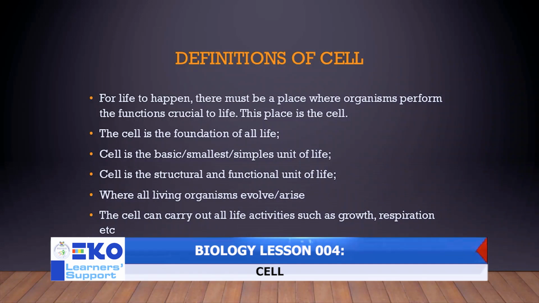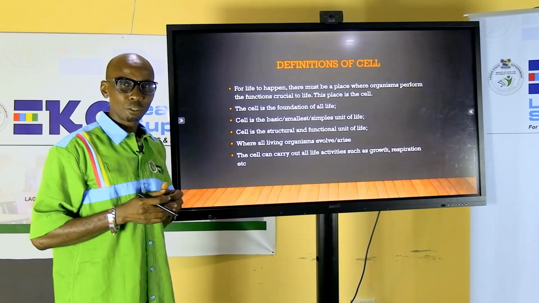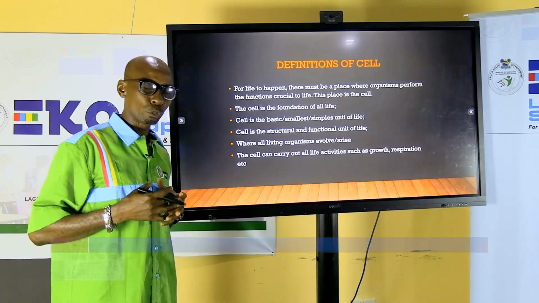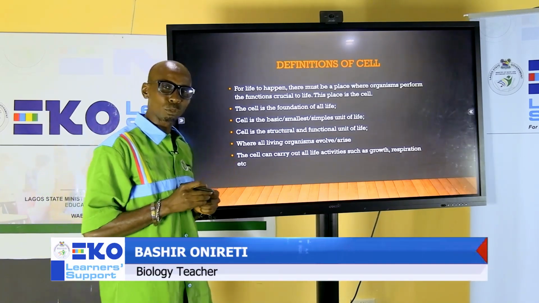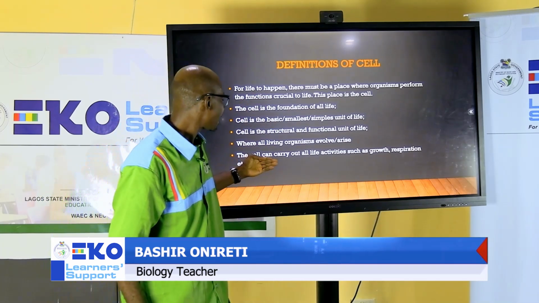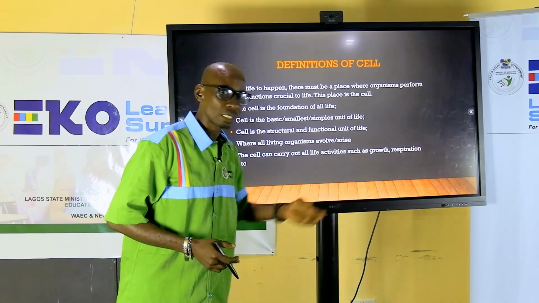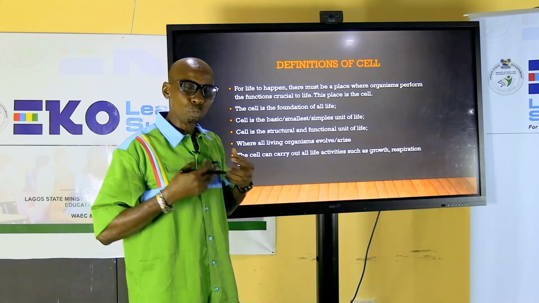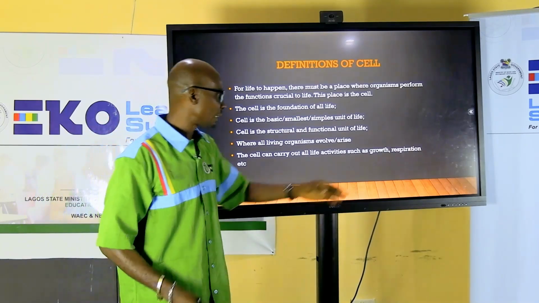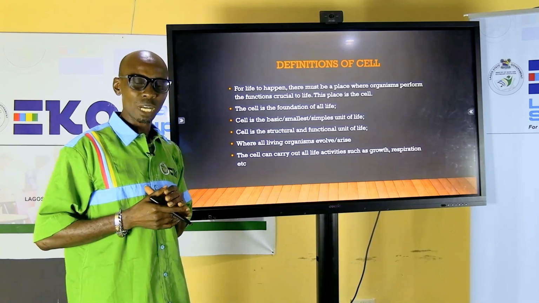The cell is the structural and functional unit of life. All the basic structures we have in our body are formed as a result of 2 or more cells coming together. For our organs to be formed, cells must join together to form that part. Then, the cell carries out all living activities for us to grow. It is the cell for us to respire, to break down food and supply us with energy, as well as every other living function we have in our body.